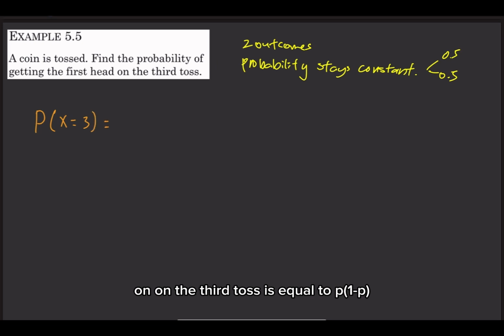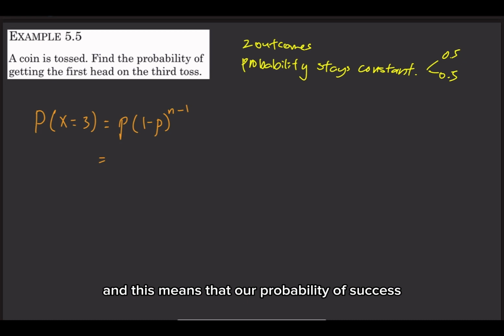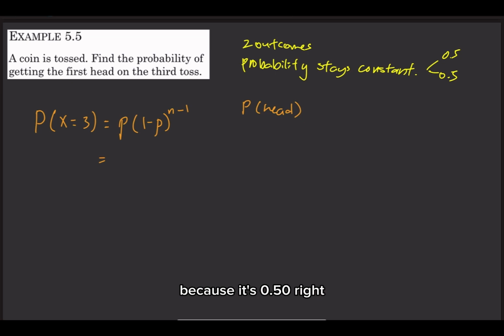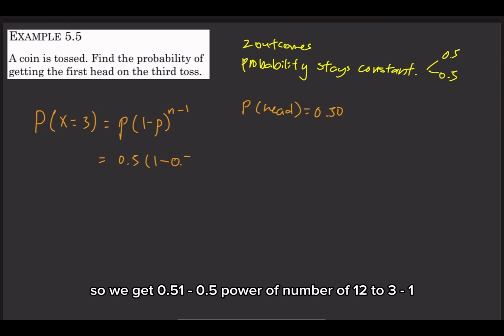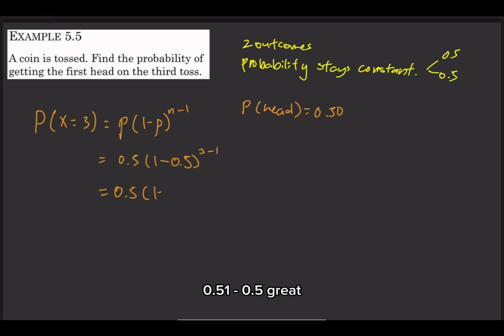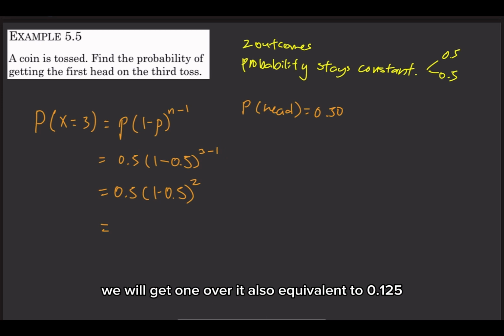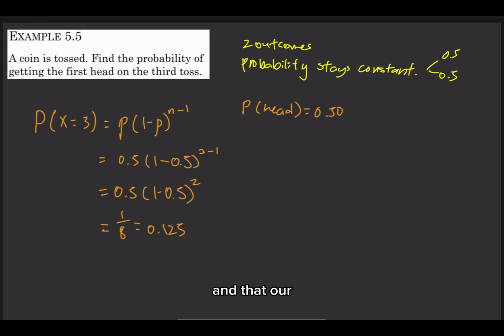is equal to p times (1 minus p) to the power of n minus 1. And our probability of success, in this case for heads, equals 0.5. So we get 0.5 times (1 minus 0.5) to the power of 3 minus 1, which is 0.5 times (1 minus 0.5) squared. What we will get is 1 over 8, also equivalent to 0.125. And that is our probability of getting our first heads on the third toss.